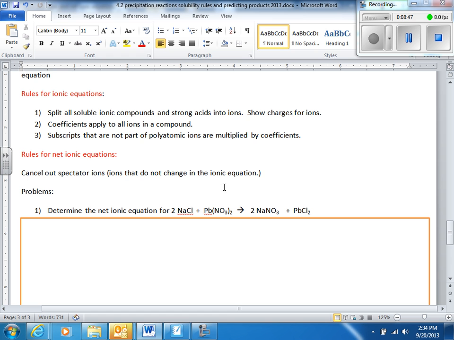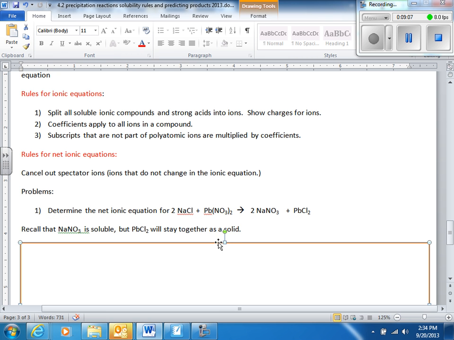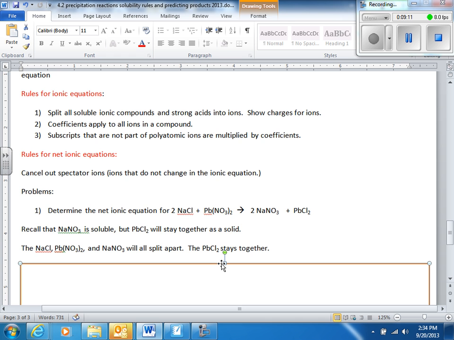So we want the net ionic equation for this reaction. We are told we split soluble ionic compounds and strong acids into ions. So you've got to check your solubility rules. You find out that the first 3 things are soluble. This one is insoluble. We already knew that because we did this problem just above. And we got to split everything into ions. So we're just recalling. You don't have to write that all down.